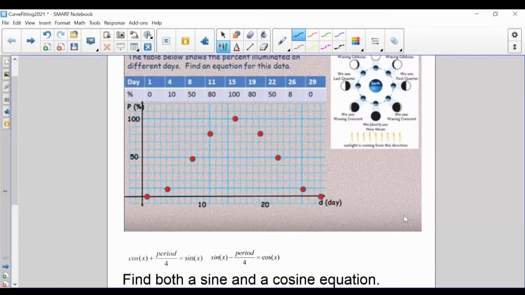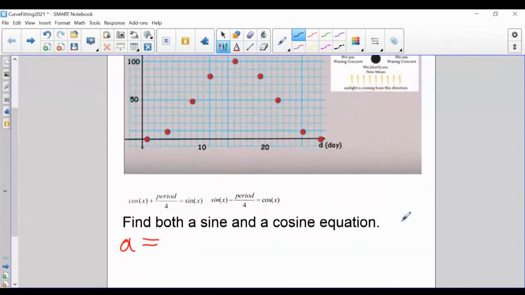So if I have the y values, what's my max value? What's my min value here? What's my max? What's my min here? Focus on the y's. Focus on that second row. So 100 and 0. Thank you very much, Quinn. So I'm going to have 100 minus 0 divided by 2, which is obviously 50.